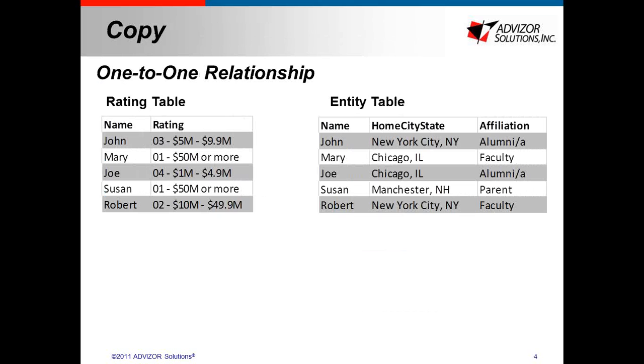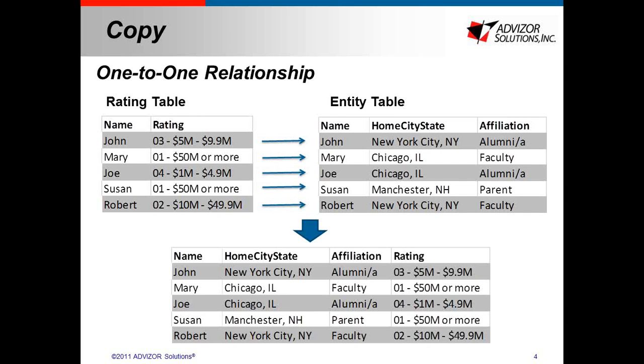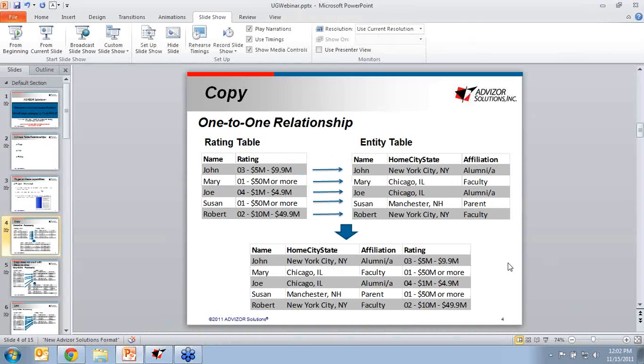So a copy is used when the relationship is one-to-one, and you can see that each person is in the rating table and entity table once. So you can use a copy here, and the resulting table looks like this. And I will show you quickly how to do that in the software.